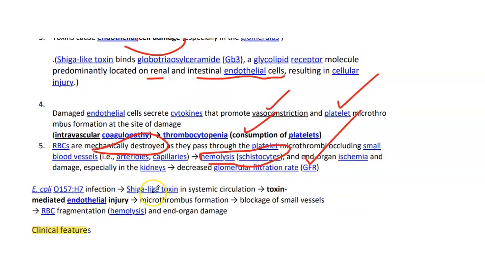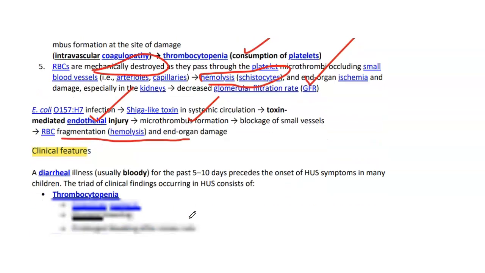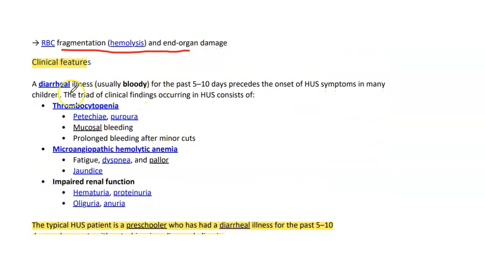To summarize: E. coli infection, Shiga-like toxin in systemic circulation, toxin-mediated endothelial injury, microthrombi formation, blockage of small vessels, RBC fragmentation or hemolysis, and end organ damage. Then the clinical features. Remember that there will be a diarrheal illness, usually bloody diarrhea, for the 5 to 10 days that precede the onset of hemolytic uremic syndrome symptoms in many children.